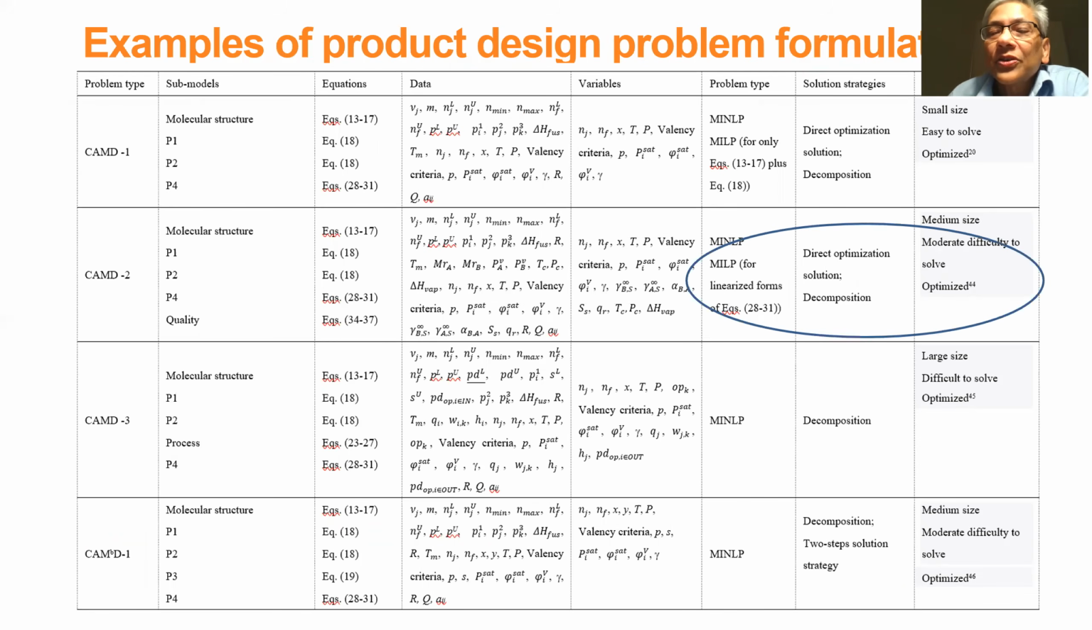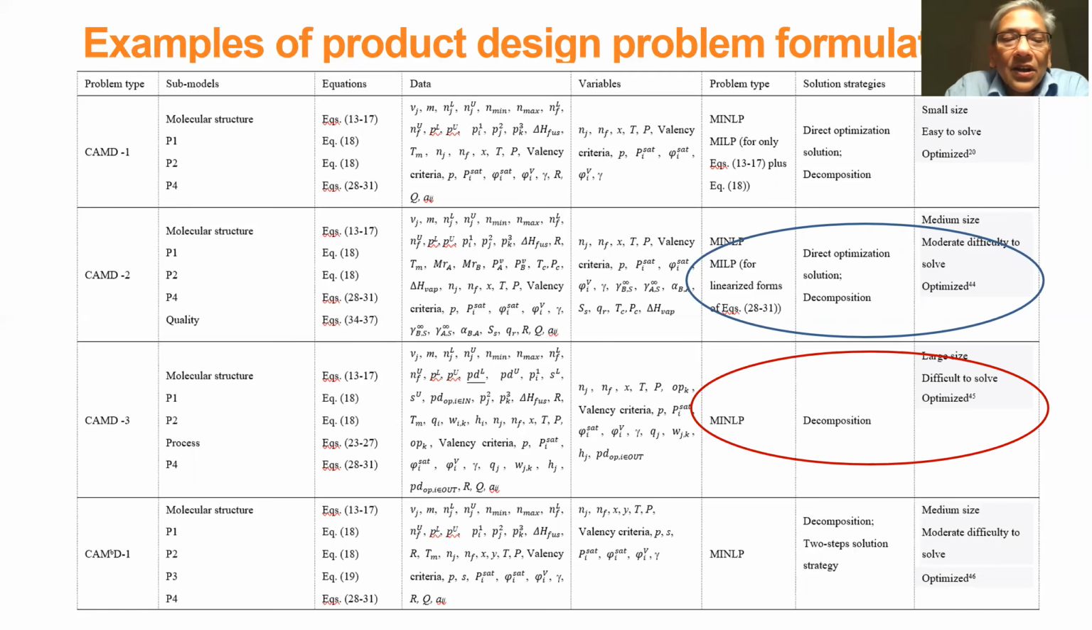I will highlight two things here. For example, the CMD2 problem can be solved by direct optimization, not decomposition, because the models are not that difficult to solve. And by adding the optimization objective function in quality, we can optimize. Here, we have added the process and also the quality and objective function. This needs to be solved in the decomposition way. We have not tried the direct, and we do not think it was worth trying.